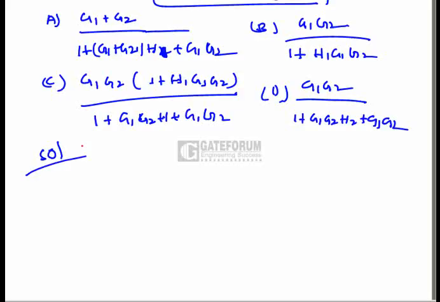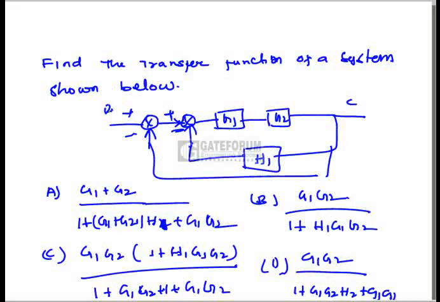The question is, we have to find out the transfer function directly, straightforward. That means C of S by R of S we have to find out. So we know the definition of the transfer function, and a block diagram is given. One way of solving the problem is directly, if you know the reduction techniques in the block diagram, you can approach that method.